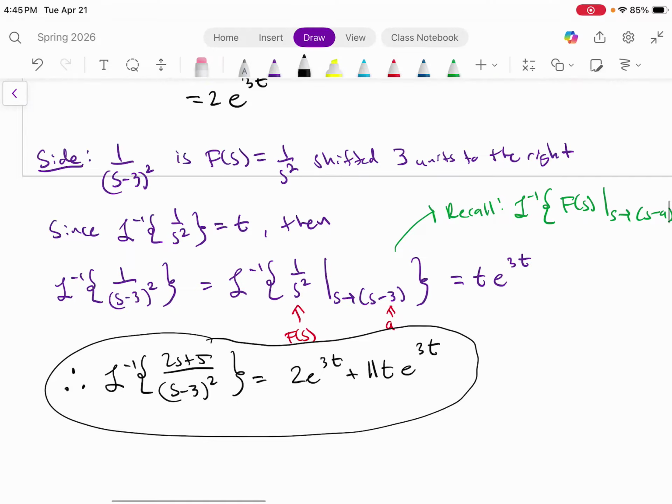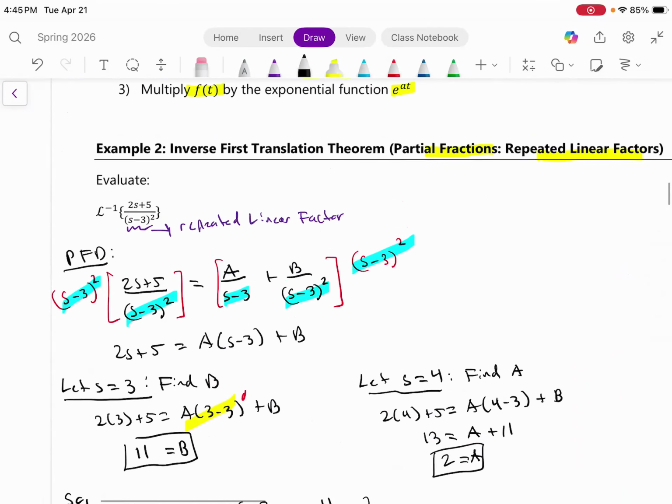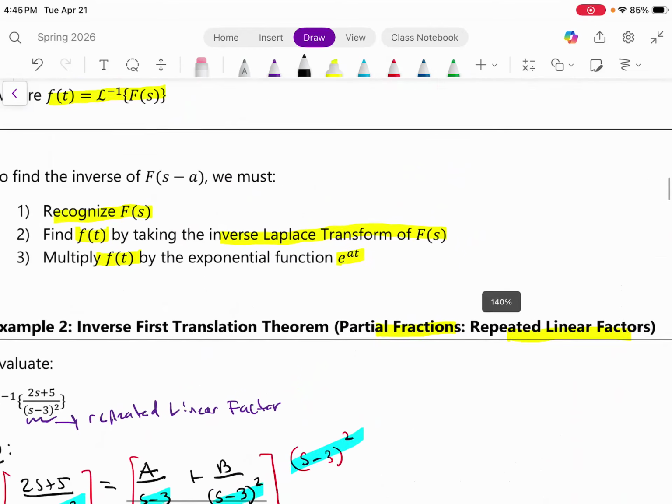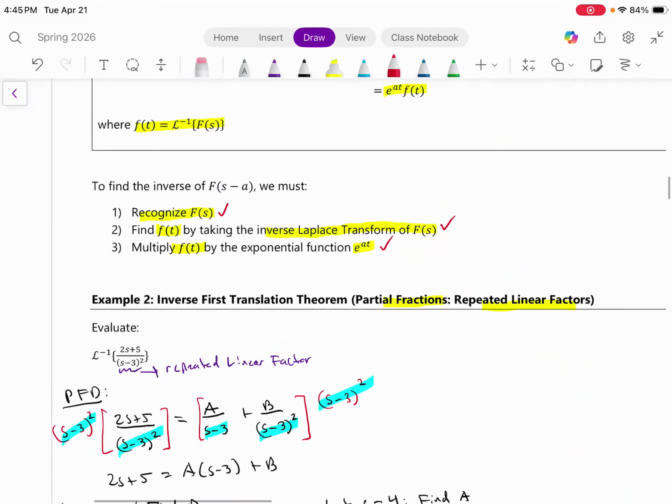Okay, so that's our first exposure to the inverse first translation theorem, where we're using the first translation theorem backwards. So remember, just keep in mind your checklist when you're inverse Laplacing using this translation theorem, that we need to recognize what the Laplace is, find the function using inverse Laplace, and then multiply the function by our exponential multiple. So that's our first example of first translation theorem.